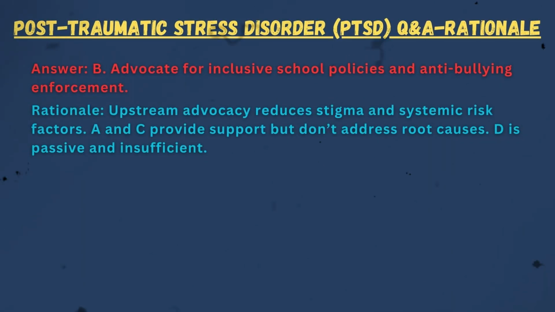Answer: B. Advocate for inclusive school policies and anti-bullying enforcement. Rationale: upstream advocacy reduces stigma and systemic risk factors. A and C provide support but don't address root causes. D is passive and insufficient.